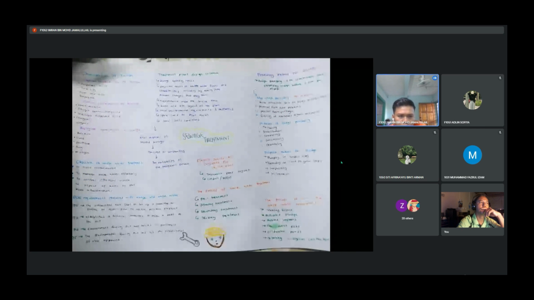Dalam sewage treatment ni ada memberitahu pasal characteristic of sewage, objectives of wastewater treatment, the requirement related with sewage and wastewater, treatment plant design criteria, factor should be considered for physical plant, the process for wastewater treatment, and lastly ada process method for sludge.